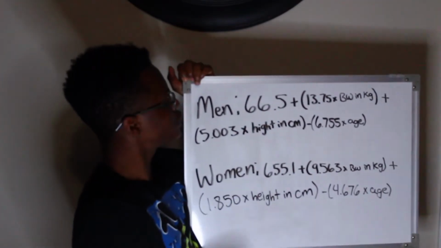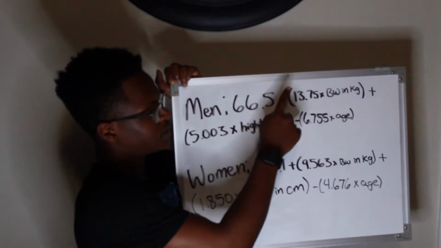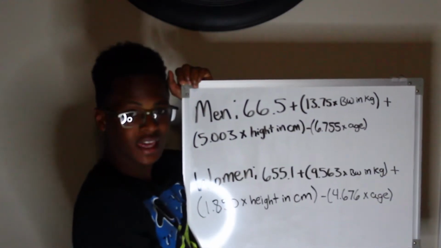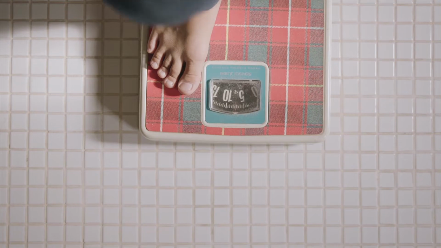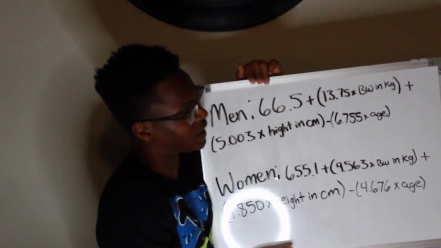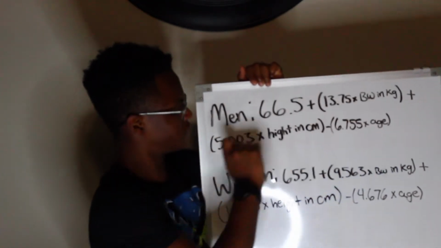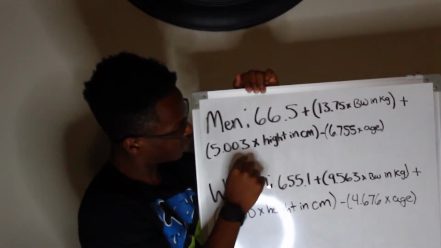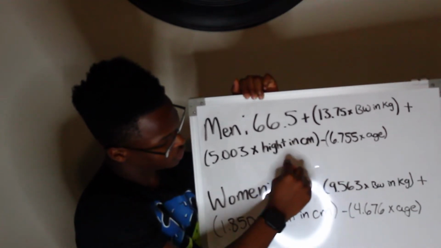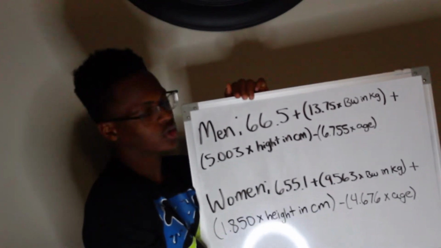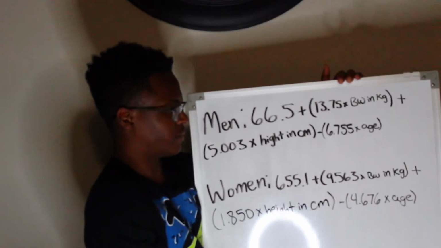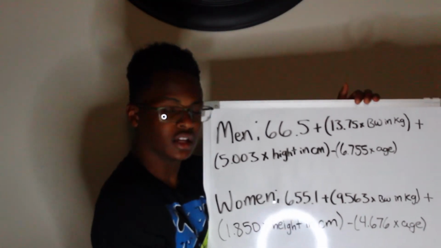For men, you want to do 66.5 plus, and then in parentheses 13.75 times body weight in kilograms. And if you want to convert your body weight from pounds to kilograms, you want to divide your body weight in pounds by 2.2. And then you're going to do parentheses plus parentheses 5.003 times height in centimeters. And then you can just use Alexa or Siri to find this out. And then you're going to do minus parentheses 6.755 times age in years.